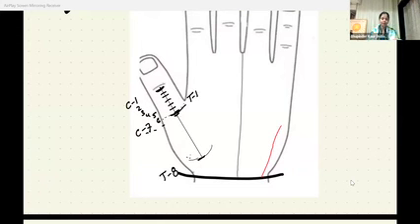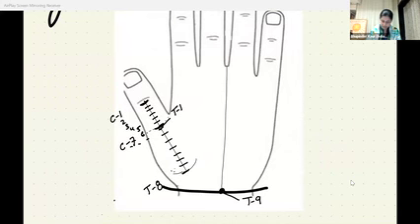Between T1 and T8, we have to fill in 2, 3, 4, 5, 6, 7. So T1, T2, T3, T4, T5, T6, T7, T8. So we have from T1 to T8. Next is T9. This is T9. And now on this line, three divisions.